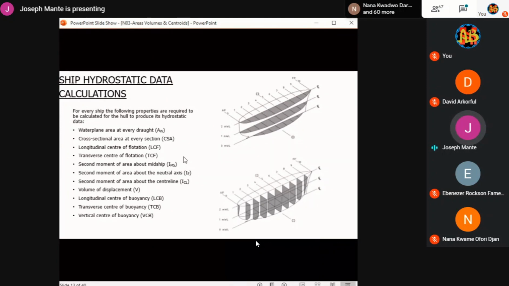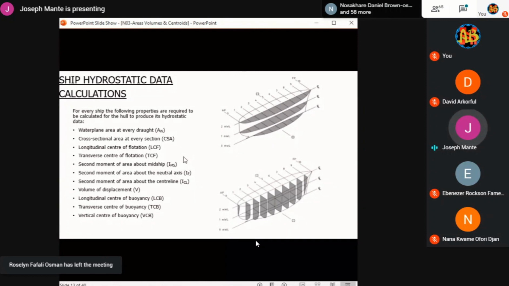This data is very, very important, especially when we are starting the ship design. These are the very first things you have to calculate. And for every ship, the following properties are required to be calculated for the hull to produce the hydrostatic data.